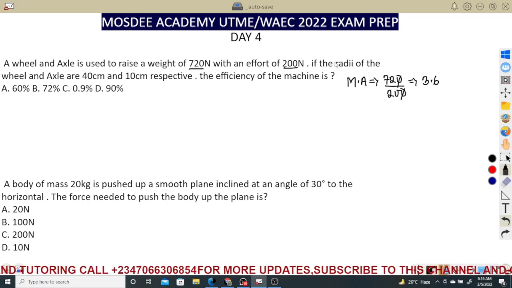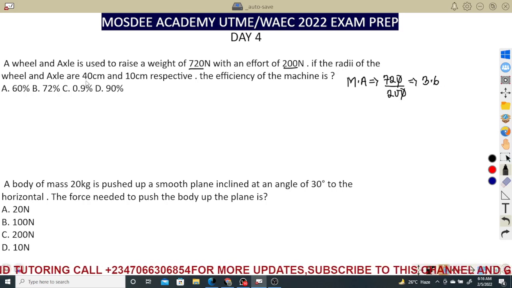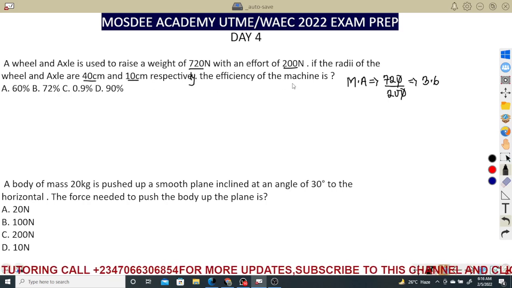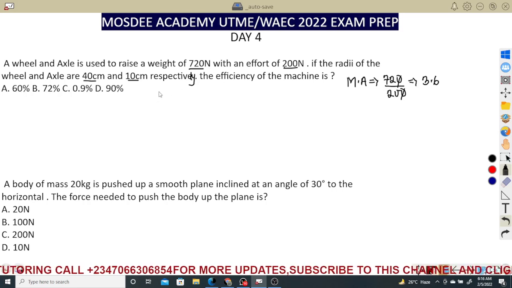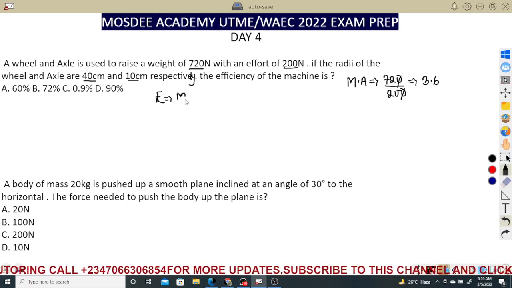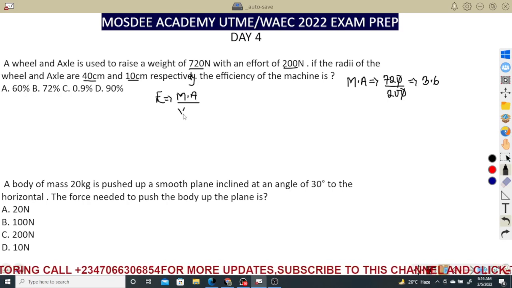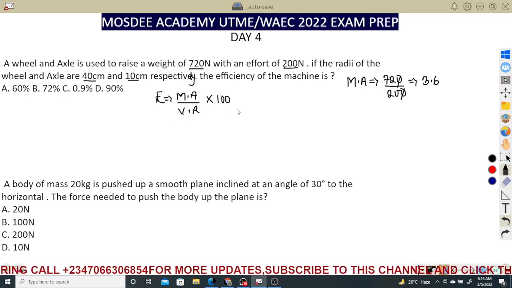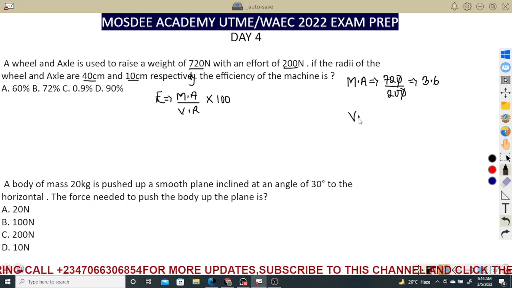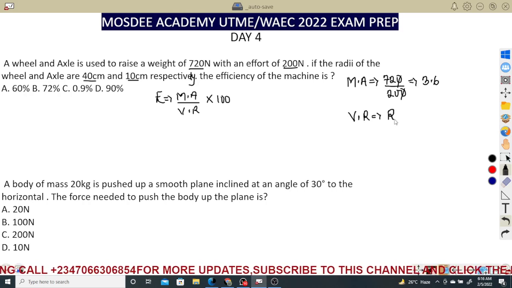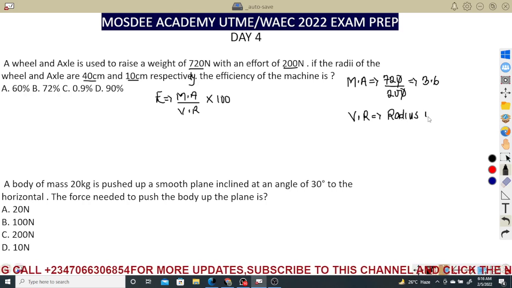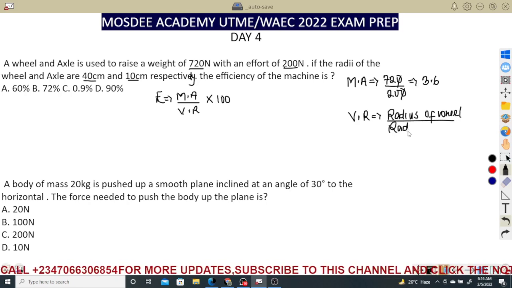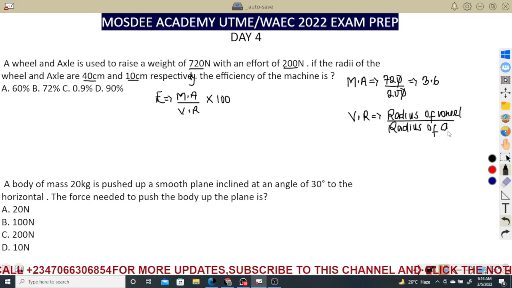So we continue. The radius of the wheel and the axle is 40 and 10 respectively. So the efficiency of the machine is dash. Just now we said efficiency of a machine is the mechanical advantage over the velocity ratio multiplied by 100. Now, how do we get the velocity ratio of a wheel and axle? It is always the radius of the wheel, I hope you have studied this, divided by the radius of the axle. You can keep it in mind. It's also very important: radius of the wheel divided by radius of the axle.